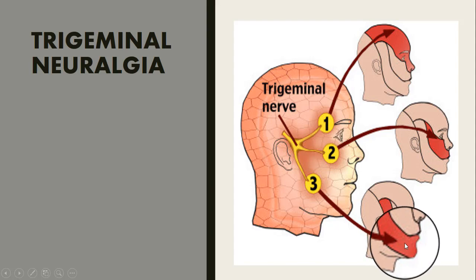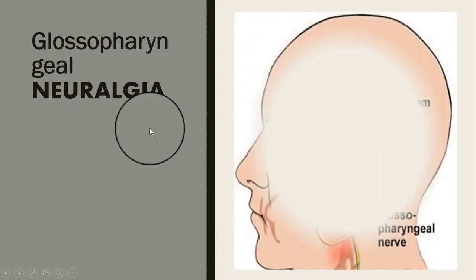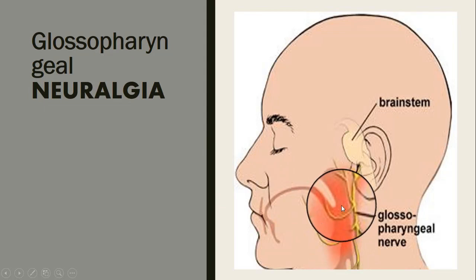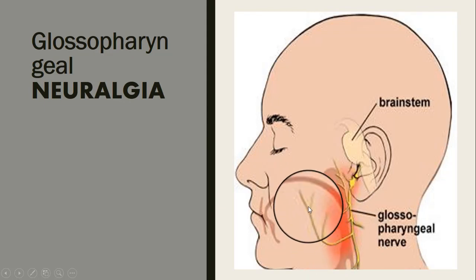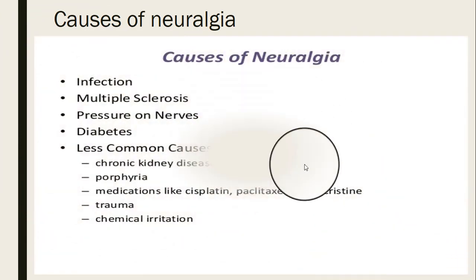Now let's talk about the third type of neuralgia, that is glossopharyngeal neuralgia. Here the pain is from the glossopharyngeal nerve, which is in the throat, and it is not very common. This type of neuralgia produces pain in the neck and the throat. So these are the basic three types of neuralgia: post-herpetic neuralgia, trigeminal neuralgia, and glossopharyngeal neuralgia. Now next we'll talk about the etiology, that is, the basic causes that lead to neuralgia.